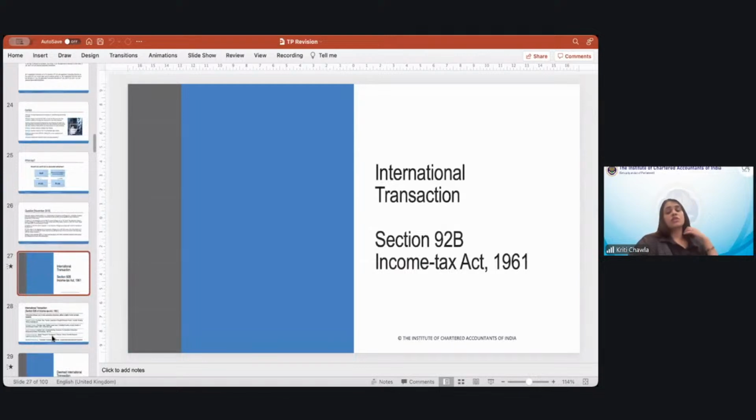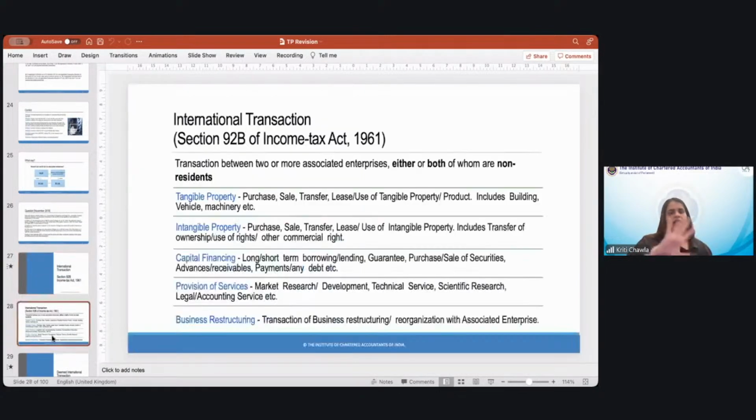Now we move to the next concept, which is the meaning of international transaction. This is Section 92B, and these are some of the meanings of international transactions that I have talked about.